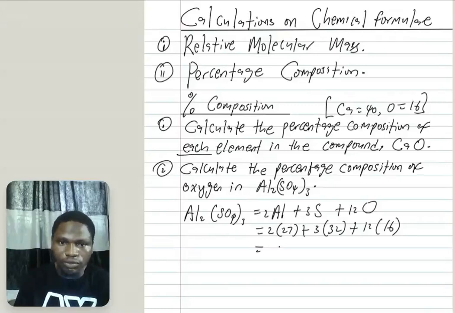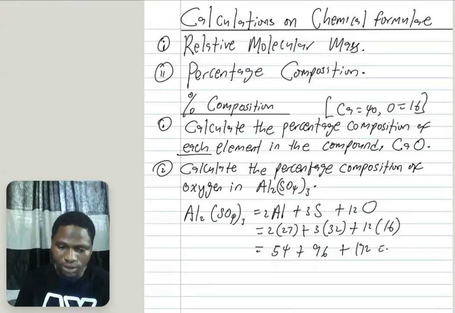So this is 54, this is 96, and this is 12 times 16, this is 192. So if I add everything together, what do I have? 192 plus 96 plus 54, I have 342. That's the relative molecular mass, 342.